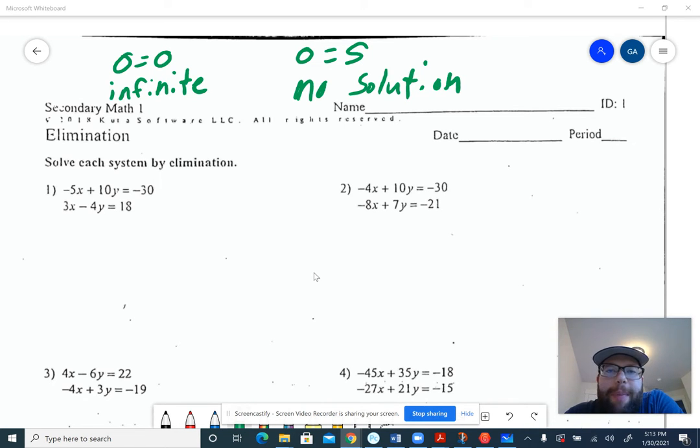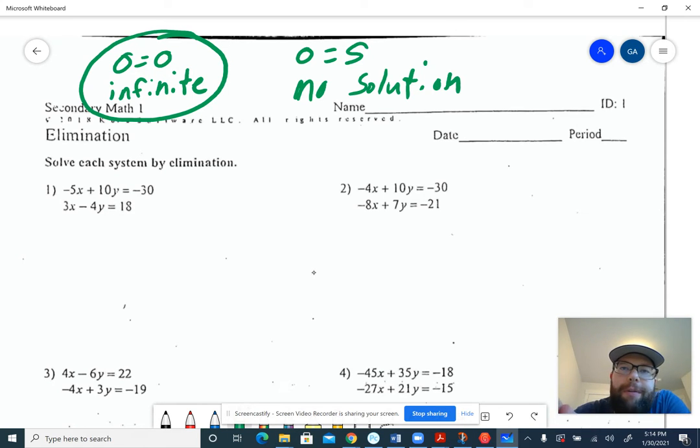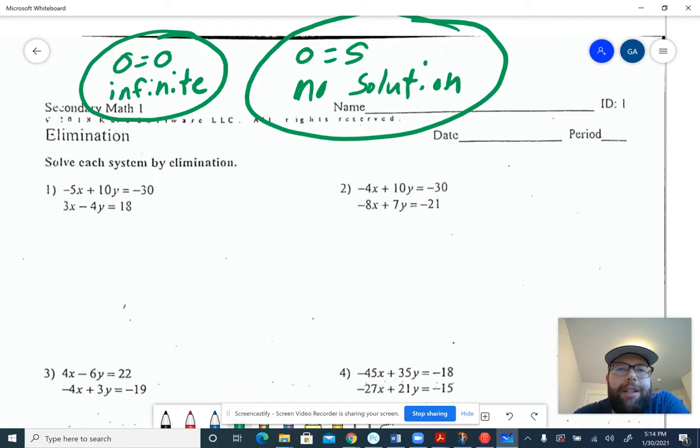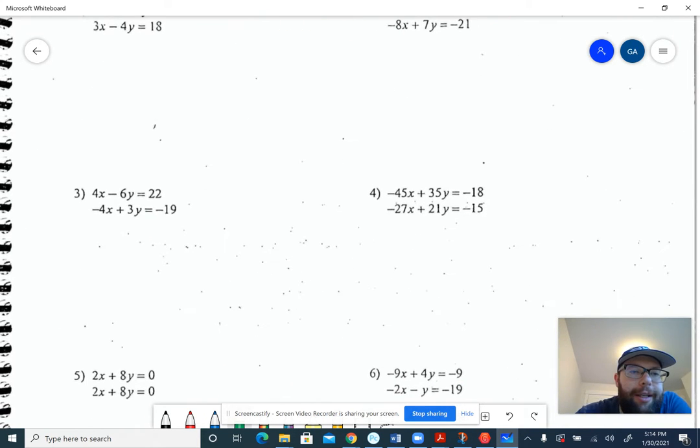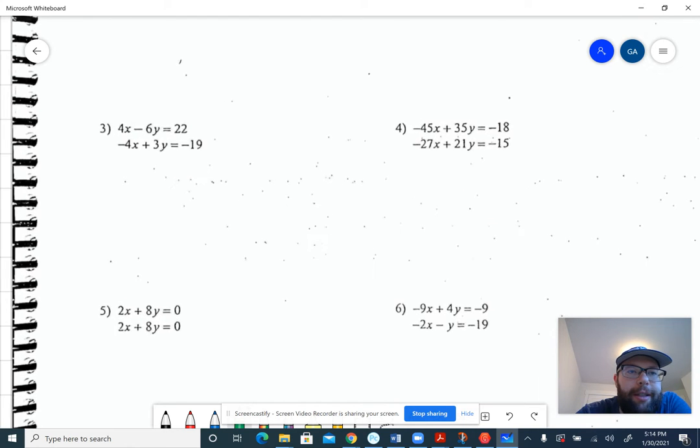So when we're solving it mathematically, how we can tell is if you end up with the same number on each side, after you've eliminated both the variables, that would be an infinite solution. If you're left with two different numbers on each side, that's no solution. Okay, so it's pretty straightforward and easy, but let's go through and solve some of these.